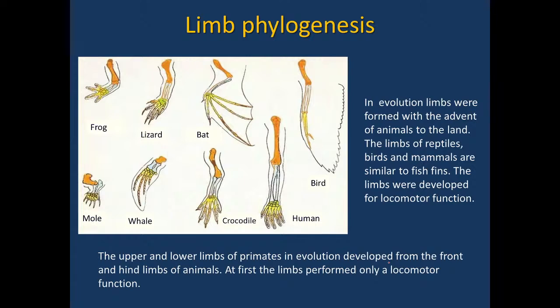Sorry. So, as I said before, limbs are products of the movement of animals to the land. When they came to the land, it is the time when animals started the formation of limbs.